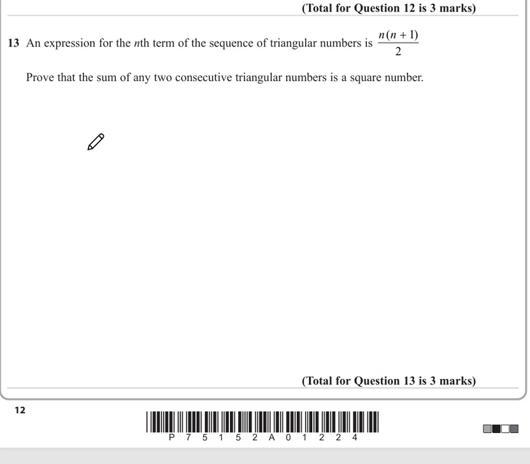An expression for the nth term of the sequence of triangle numbers is n times n plus 1 over 2. Prove that the sum of any 2 consecutive triangle numbers is a square number. So consecutive numbers are next to each other. So let's just have a little think about if we just have numbers. So if we start with n, the consecutive numbers would be n plus 1, the next number n plus 2, n plus 3, and so on. Okay, so the first triangular number is obviously n times n plus 1 over 2.